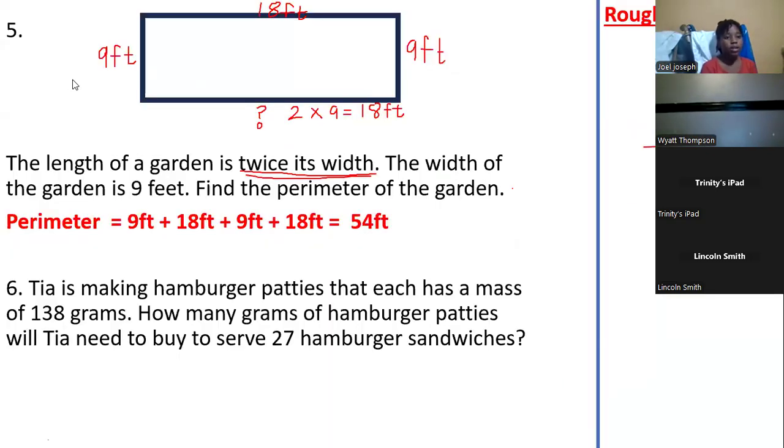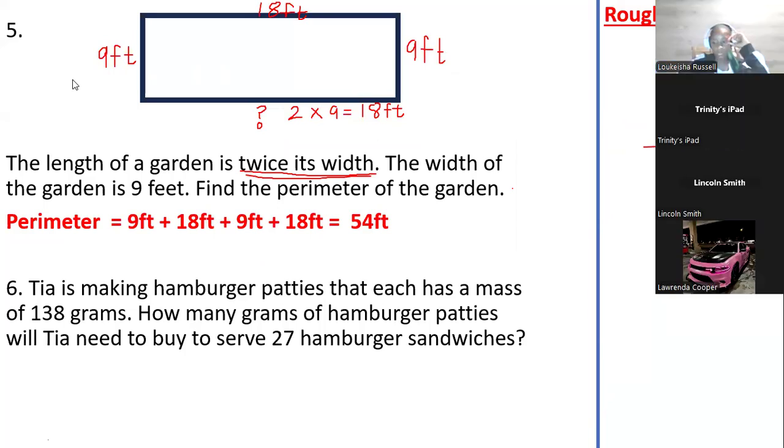Okay, so here's the thing. Wyatt, are you there? All right, so it says that she's making hamburger patties that each has a mass of 138. How many grams of hamburger patties will she need to buy? So you have to multiply. What do we have to multiply? 138 and what? 27. Do y'all know how to multiply those two big numbers? Yes, sir. Go ahead and multiply it. 138 multiplied by 27. Tell me what you get when you multiply them.